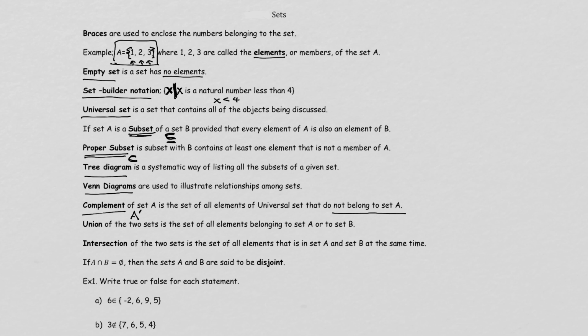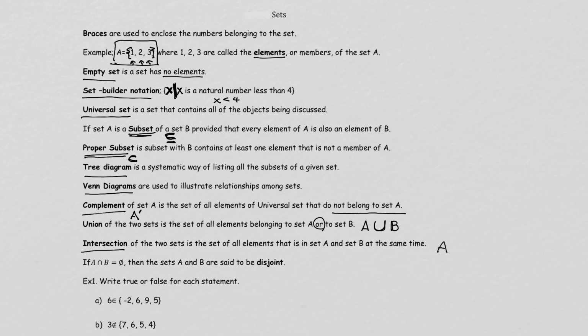The union of two sets is the set of all elements that belong to set A or set B. The notation used is like that. So when we have A union B, they're talking about all the elements from A or B, and we use the word or.